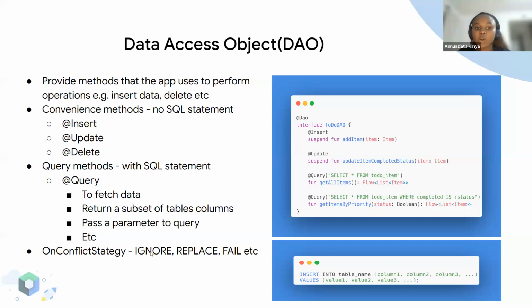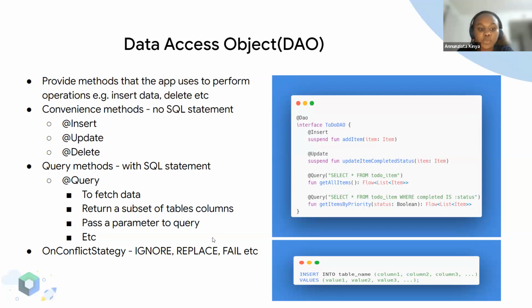In that case, you can use @Query and then write the SQL statement of what you want to achieve. An example is these two parts of the code snippets we have here. We have get all items, and then the SQL statement you write in the query annotation, for example, select everything from to-do item. The second one also adds a parameter, get items by priority. I want to fetch my to-do list items where I've tagged the priority as high. So you can do more complex queries or statements using the query annotation.